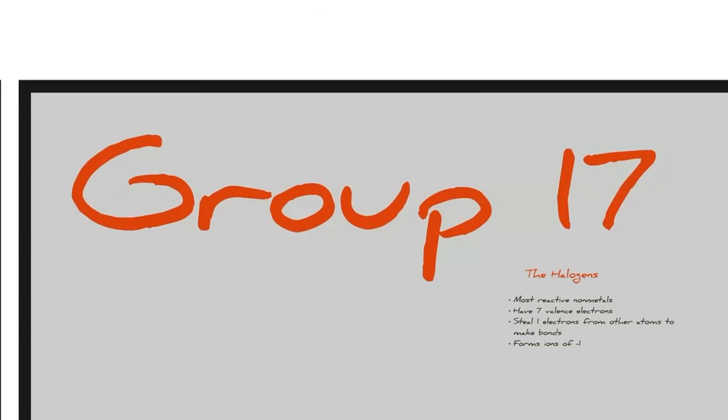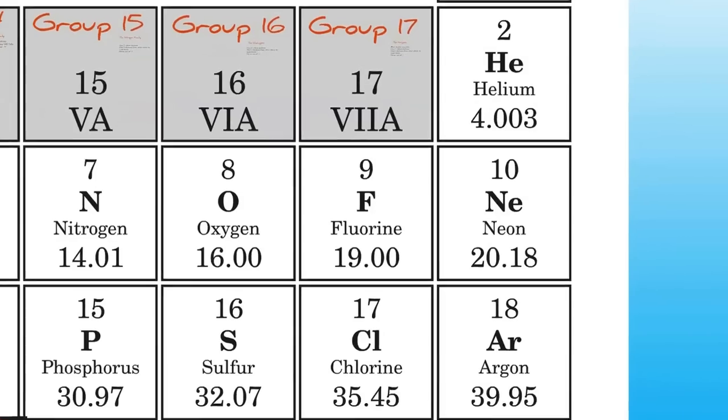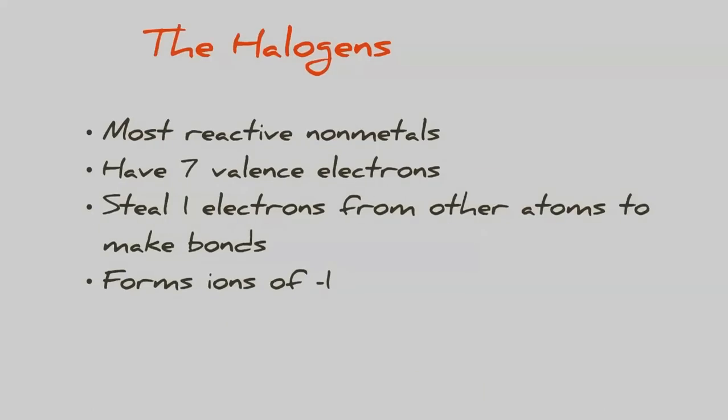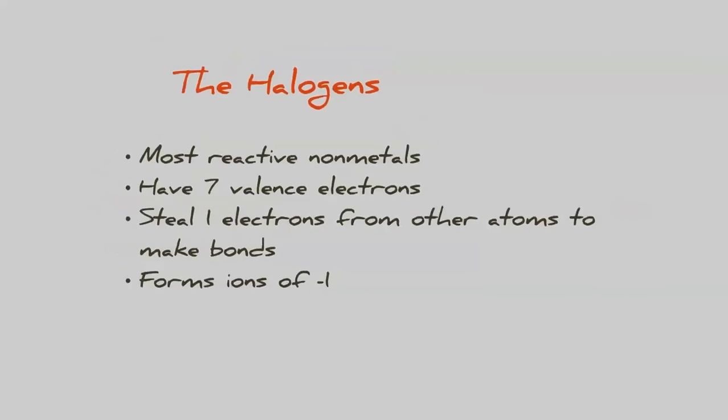Here we are at group 17, the halogens. They are the most reactive nonmetals because they have 7 valence electrons. So all they have to do is steal 1 electron in order to form their bond. So when they steal that 1 electron, they end up with a -1 charge, because electrons are so small. They're so easy to steal.